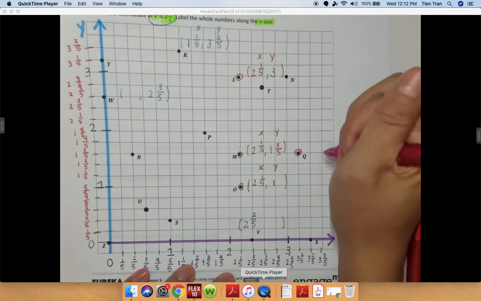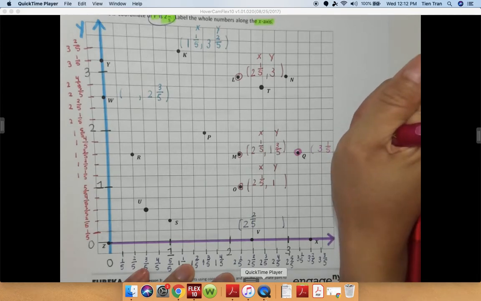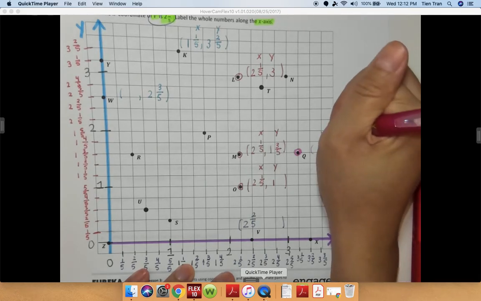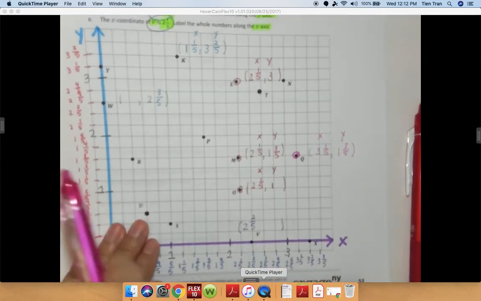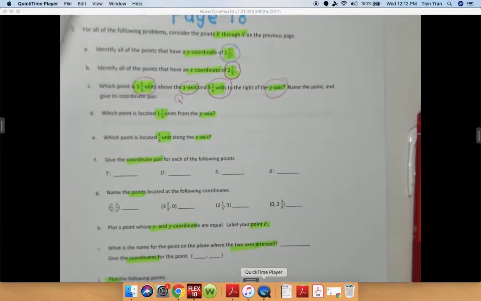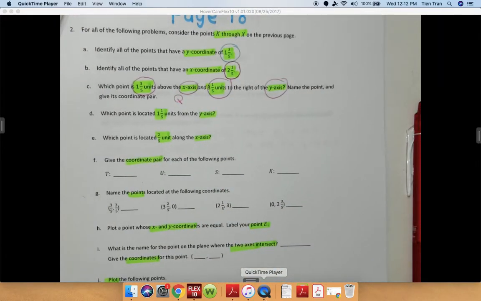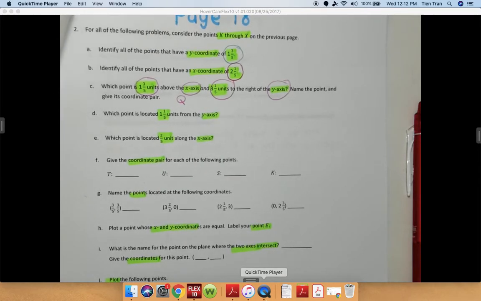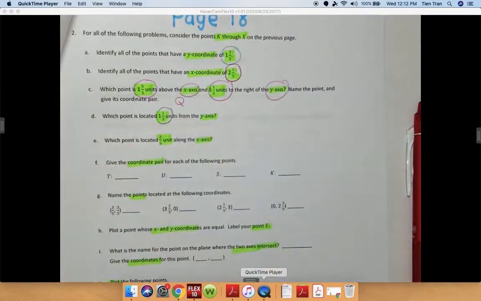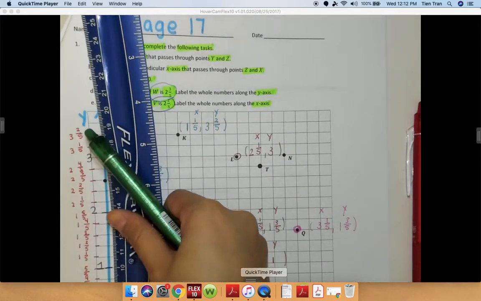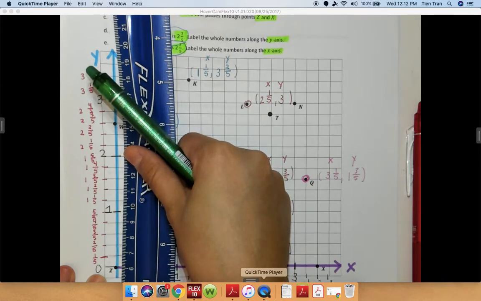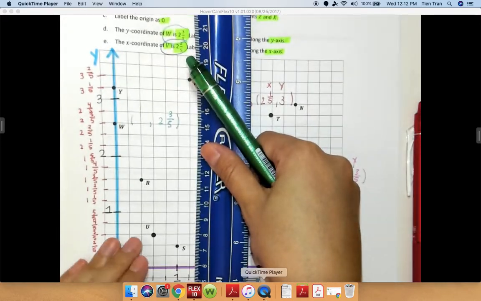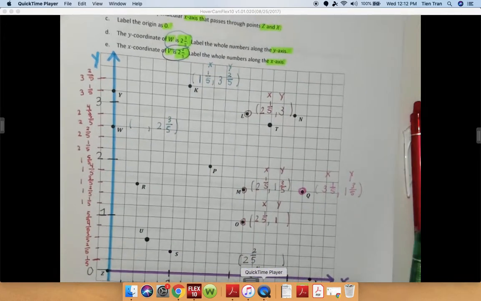So it said earlier that it is 3 and 1/5 and 1 and 3/5. That's a confusing question, and the reason why is because they're asking you to identify by saying the opposite of how you usually hear it. So I'm going to write down Q right now. My next problem, problem number D, says which point is located 1 and 1/5 units from the y-axis. So 1 and 1/5 units. So I'm looking at the y-axis, this is the y-axis, and I'm moving it over to 1 and 1/5. And the only one I can identify is K. So I'm going to write down K.